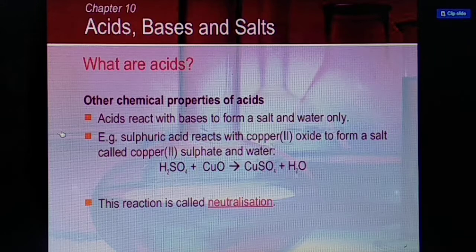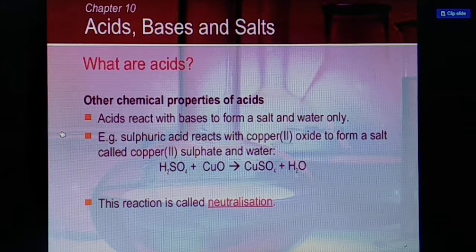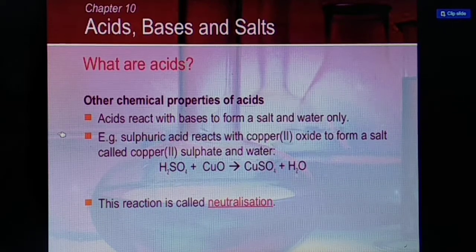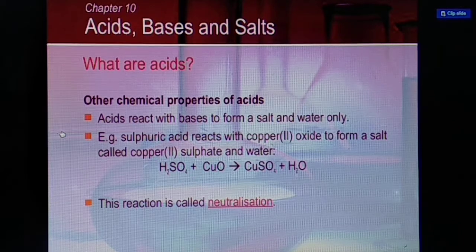What are acids? Other chemical properties of acids. Acid reacts with bases to form a salt and water only. Just to see, students, sulfuric acid H2SO4 when it reacts with CuO, cupric oxide.